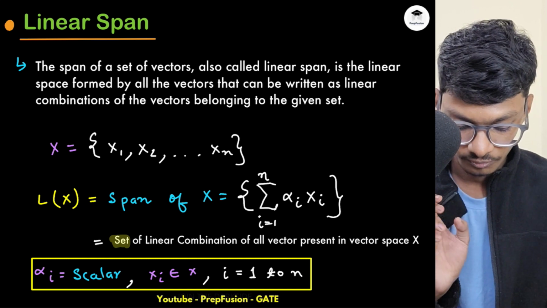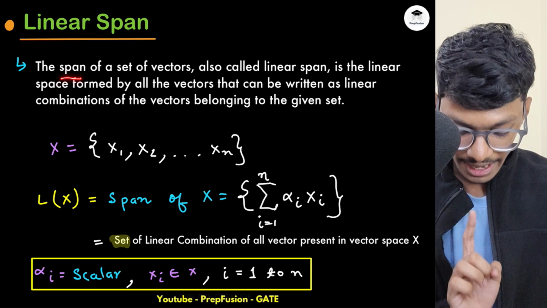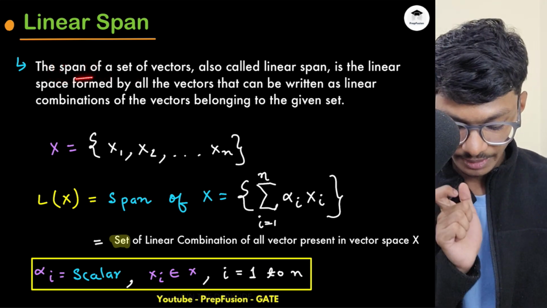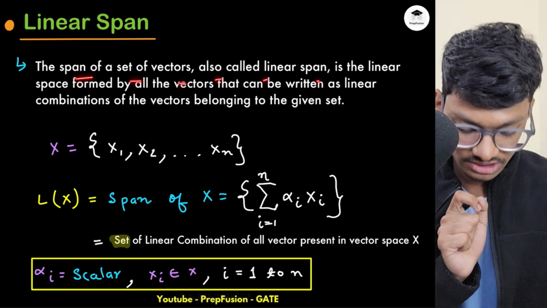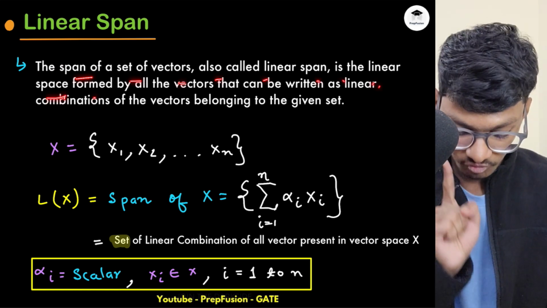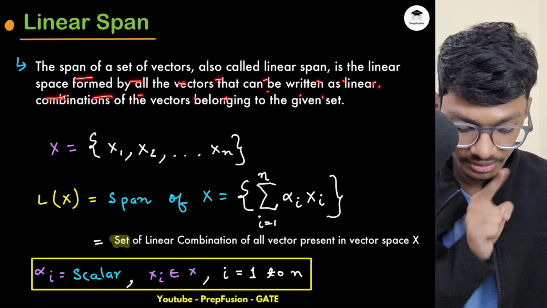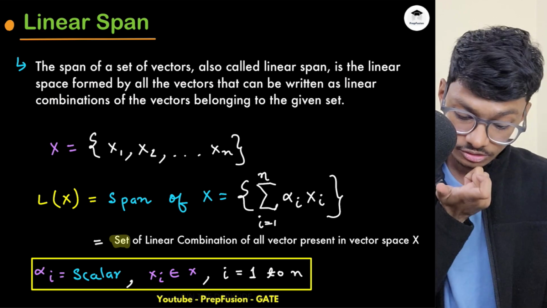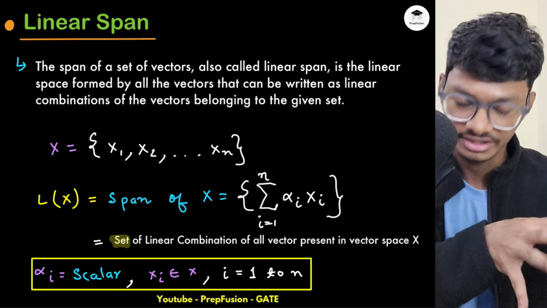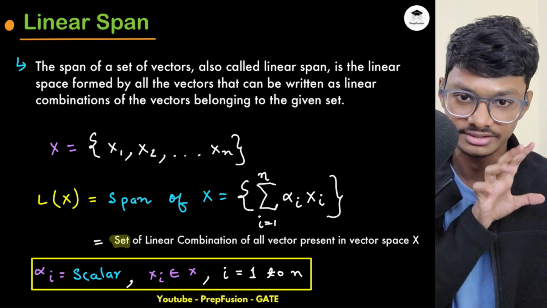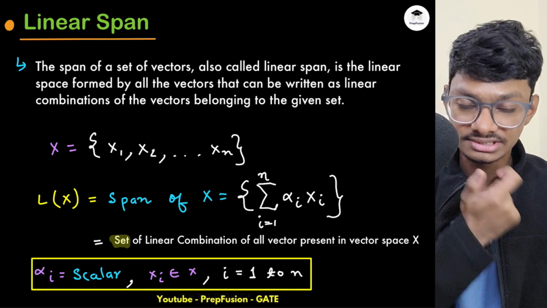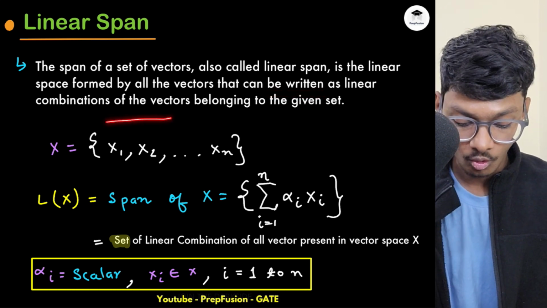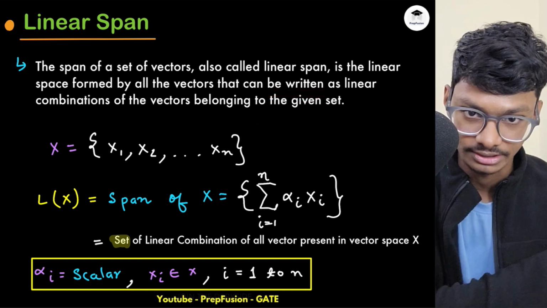So let's first read the definition. The span of a set, also known as linear span, is the linear space formed by all the vectors that can be written as a linear combination of the vectors belonging to the given set. So this linear span is basically also a vector space itself. It is also a vector space, but the special thing about this is it can be written as a linear combination of all the vectors belonging to the given set.